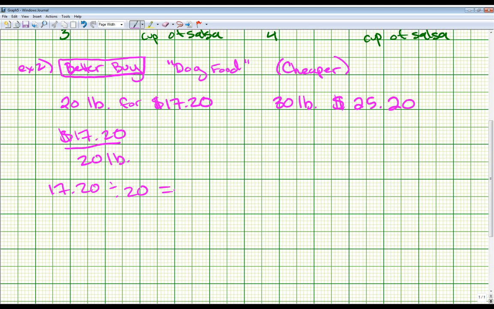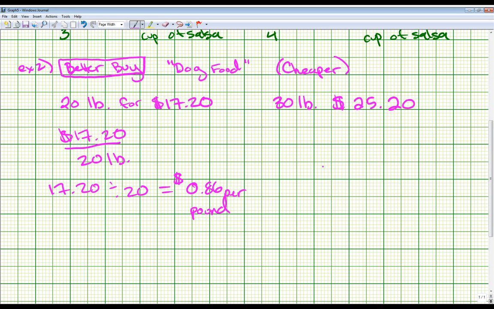Oh, I did it a little differently in my book, so I'm going to grab my calculator. $17.20 divided by 20 pounds is going to give us 0.86. And that's not quite a dollar, so that's 86 cents. So 86 cents per pound is what we're paying over here.